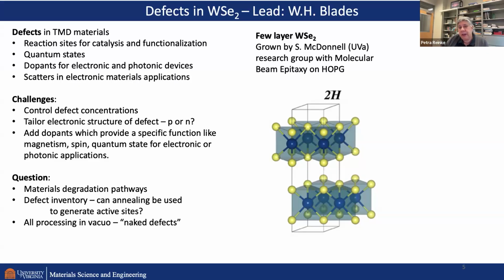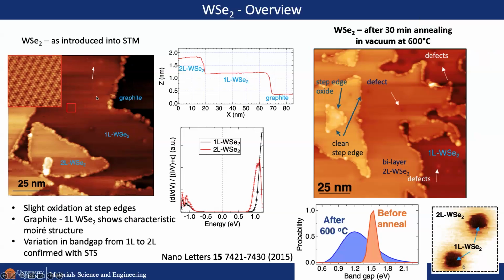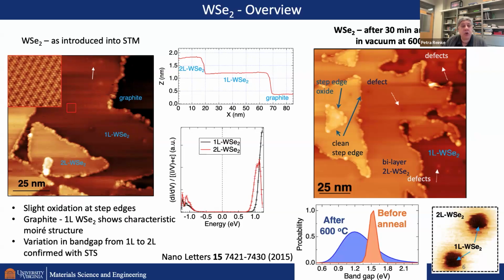So let me give you a view of the surface. This is how the surface looks. You have graphite in that corner in the left-hand image. Can you actually see my cursor? Maybe yes, not? Absolutely. Okay, great. And you can see this here. This is the first layer tungsten diselenide, and you can see very short wavelength Moiré structures, and that comes because your graphite and your TMD have very different lattice constants, but both are hexagonal.